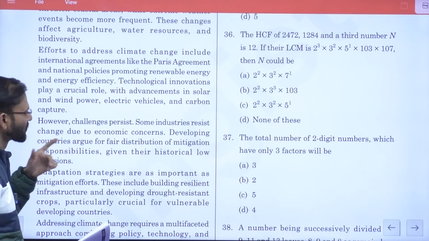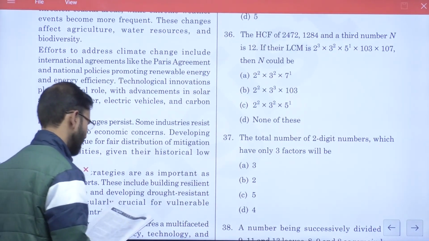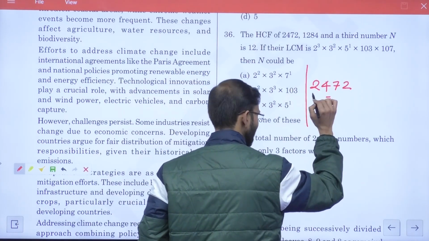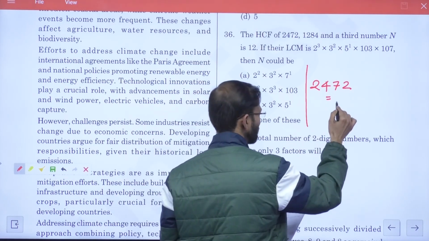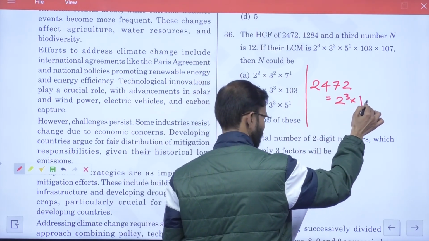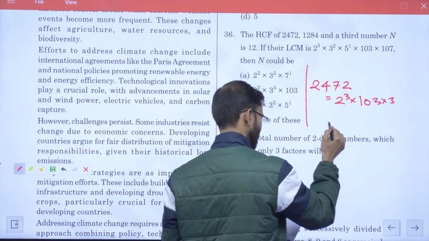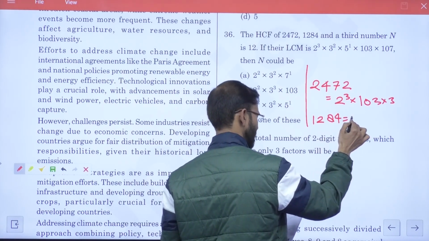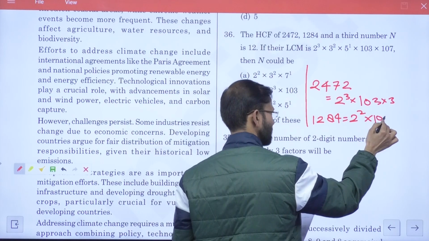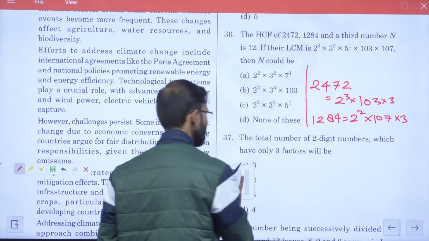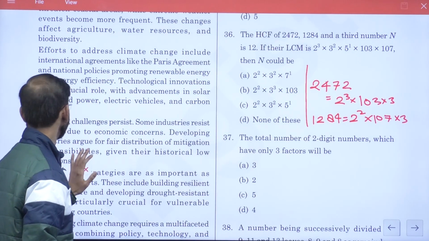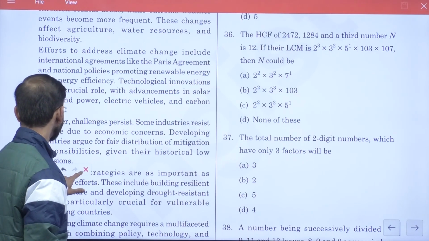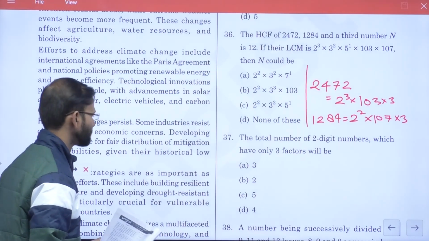Alright. Let me tell you the factors, guys. 2472. The factors of 2472 is 2 cube into 103 into 3. Fine. And 1284. The factors of this number would be 2 square into 107 into 3. Now the question is saying what? The question is saying the third number n could be, everyone, question is saying n could be.